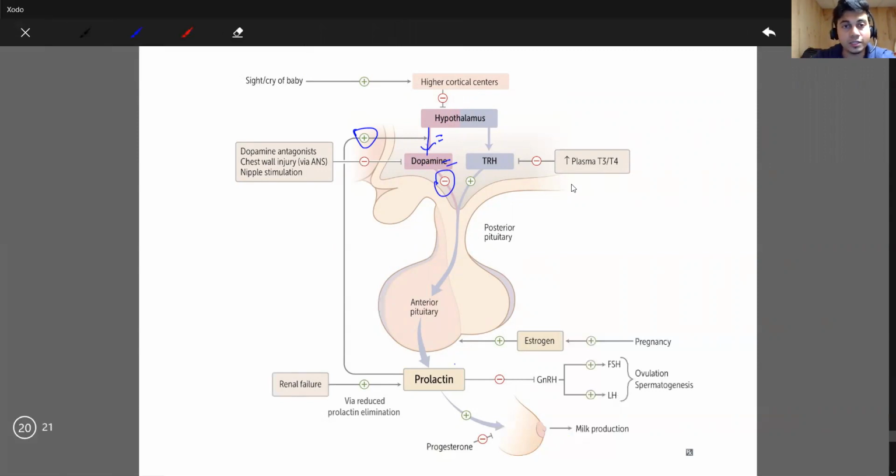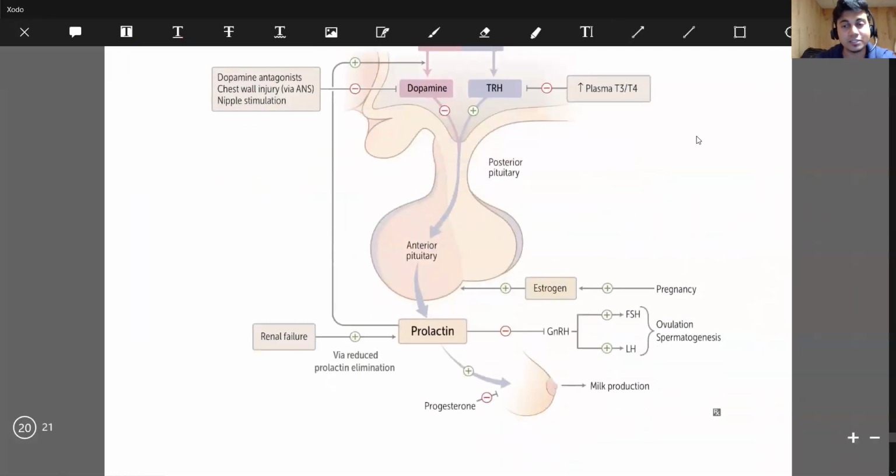Another thing is you see that dopamine antagonists like bromocriptine, or chest wall injury via autonomic nervous system, or nipple stimulation, these processes can inhibit the dopamine directly, and when the dopamine is not working, that leads to more prolactin release because dopamine is not there, so there can be release of more prolactin because there is no inhibitory function over the prolactin.